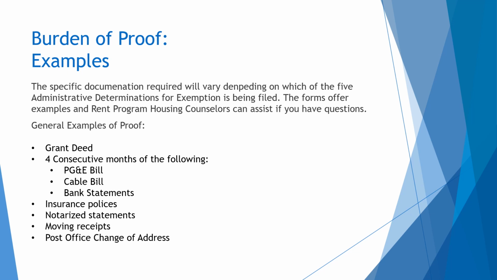There are many different types of supporting documentation the applicant could include. The 5 types of determinations discussed earlier request slightly different variations. But generally speaking, the applicant will need to supply proof that they are in fact the owner and proof of the claim that they are making. Examples of proof include the following: the grant deed of the property, 4 consecutive months of one of the following: the PG&E bill, the cable bill, or bank statements, insurance policies, notarized statements, moving receipts, and a post office change of address.